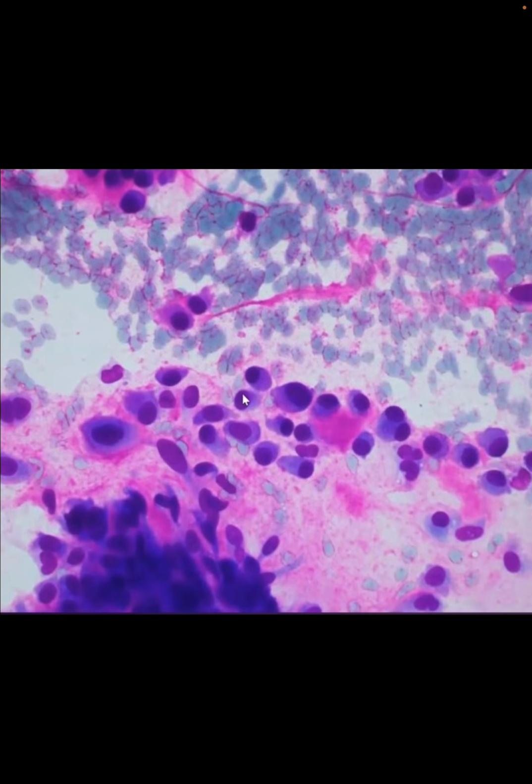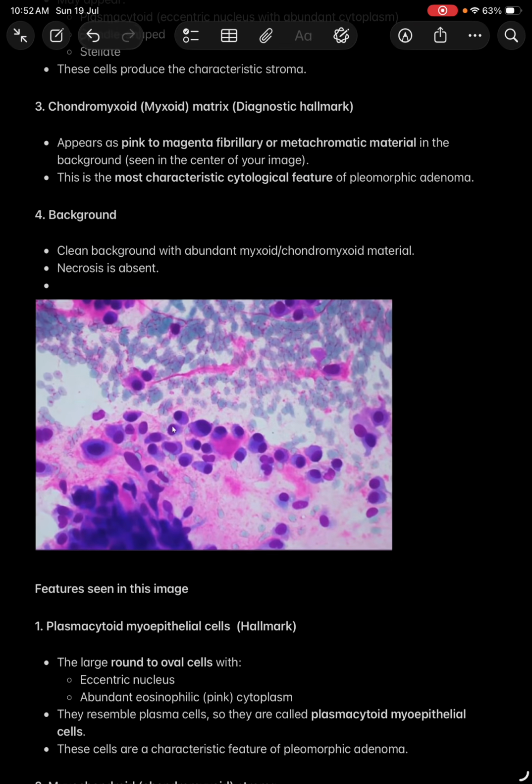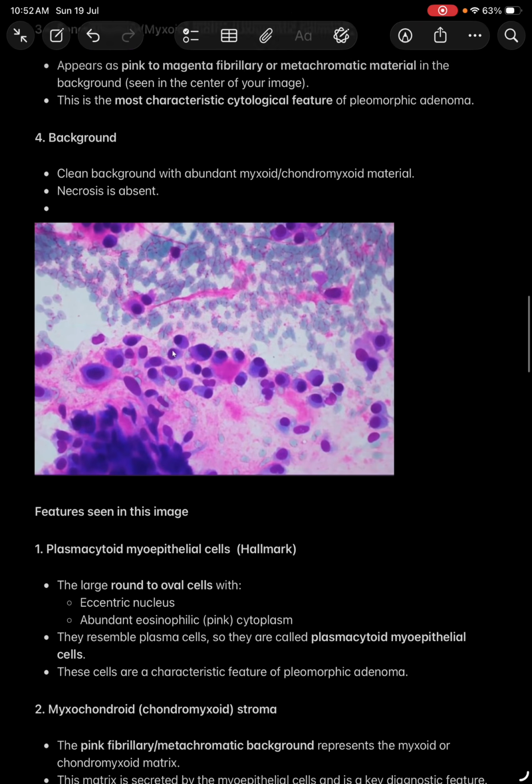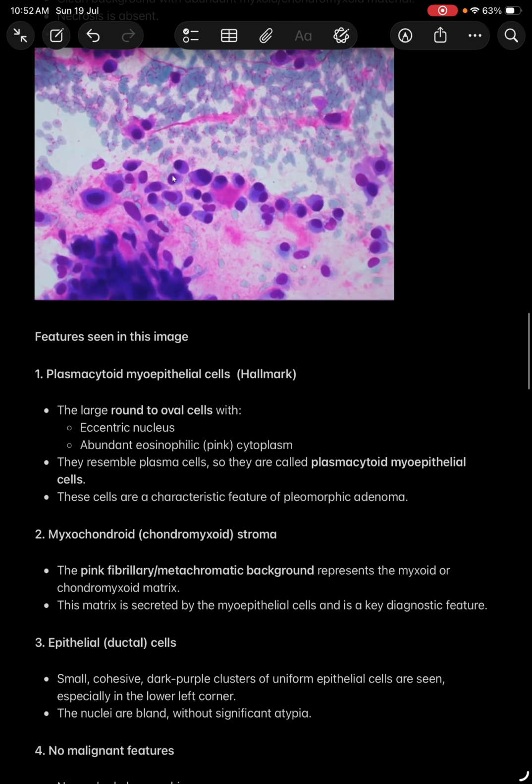We can see a lot of myoepithelial cells, also called plasmacytoid cells. These plasmacytoid cells secrete the chondromyxoid stroma. We can see the pink chondromyxoid stroma, and the blue color is epithelial cells. This is a plasmacytoid myoepithelial cell.